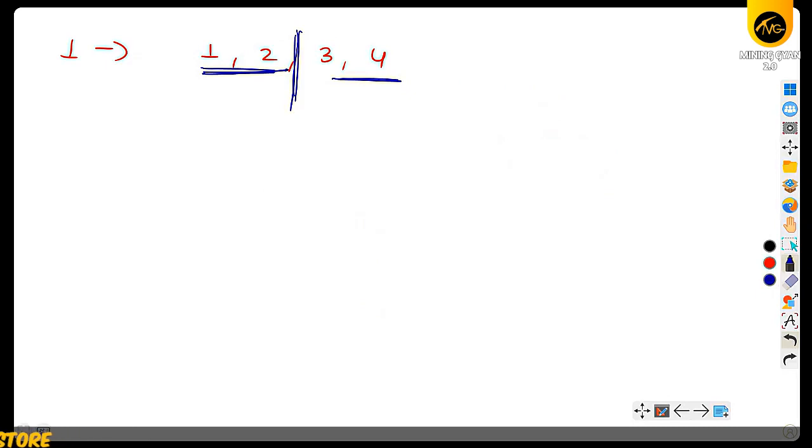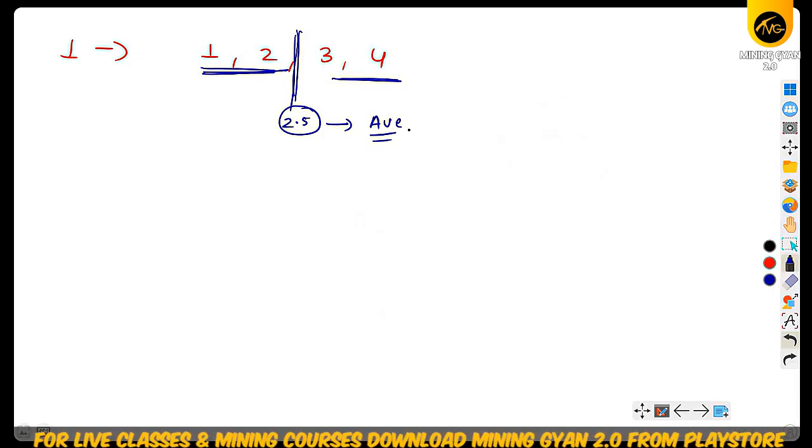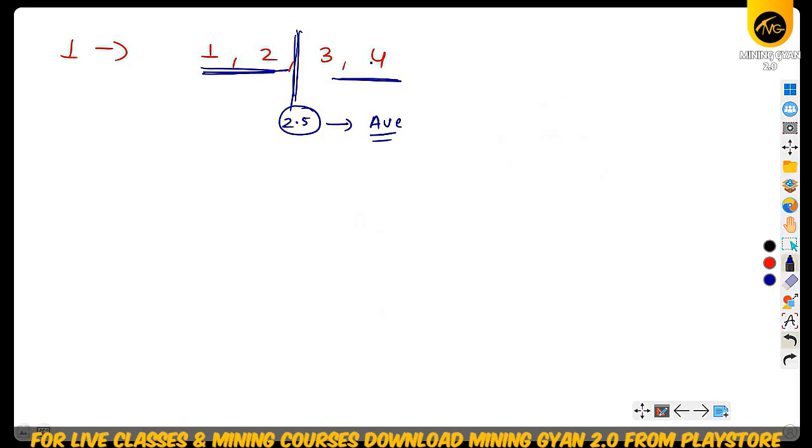So this is basically the middle of the difference between two numbers. So between 2 and 3 we have 2.5, that will be the mid number, and this is the average of these numbers. If you want to check, you can cross check: just add these numbers and divide by 4, you will get 2.5. So that means 2.5 is the average of these four numbers.